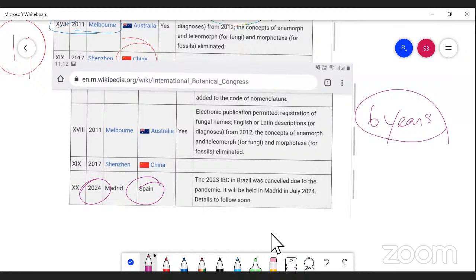Any doubt regarding this? No doubt, sir. So far, how many Botanical Congresses were held in various parts of the world? 20? 19. 19, sir. The next Congress has not been held yet. It is going to be held in Spain in 2024, within 2 years.